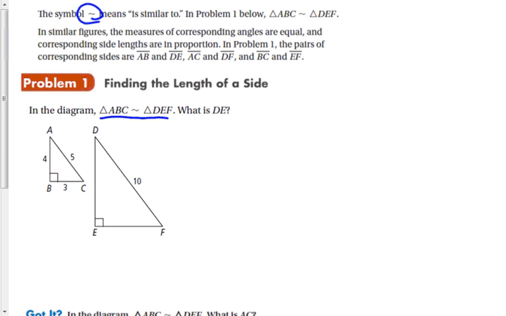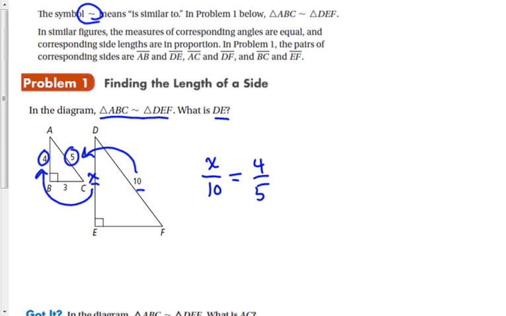So we want to know what is DE, so I'm going to mark DE right here with an X. And so I'm going to write X over 10, so the ratio of two sides from this triangle. That has to equal the ratio of the same two sides, the corresponding sides they're called, on the triangle that's similar to that. So that would be the 4 and the 5. And the X corresponds to the side with the 4, and the 10 corresponds to the side with the 5. So I'm going to write 4 over 5 there.